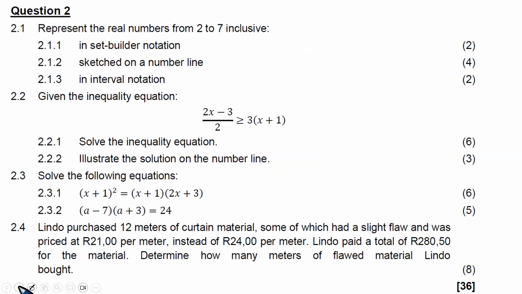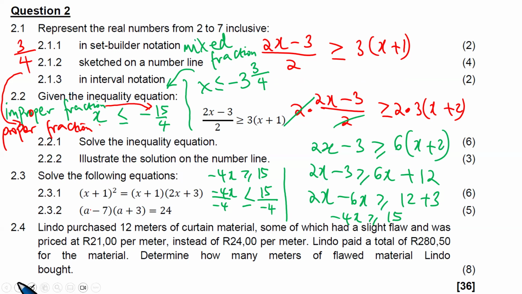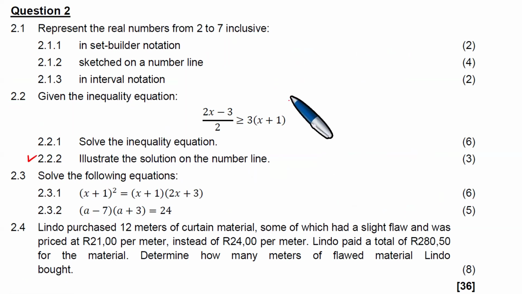2.2. Illustrate the solution on the number line. What is the solution to this? The solution we got is actually x is less than or equal to -15 out of 4. We got here x is less than or equal to -15 out of 4.